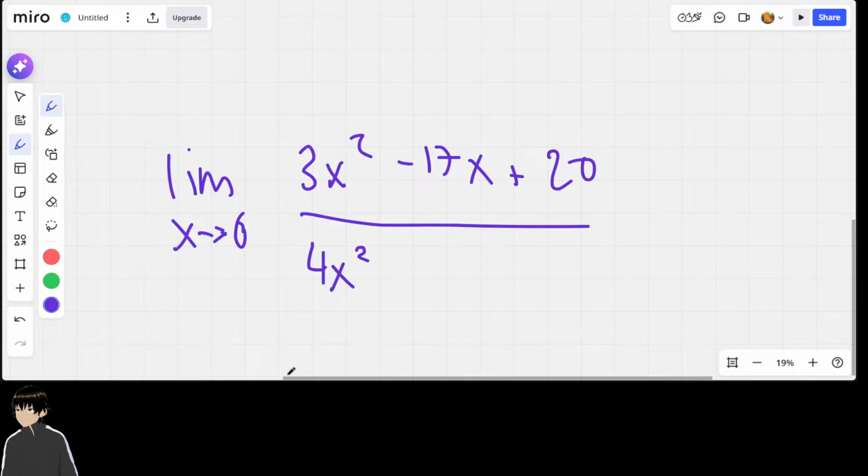4x squared minus 25x plus 36. And I expand this.